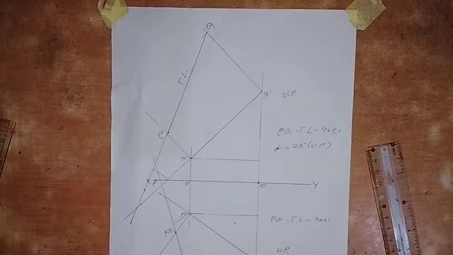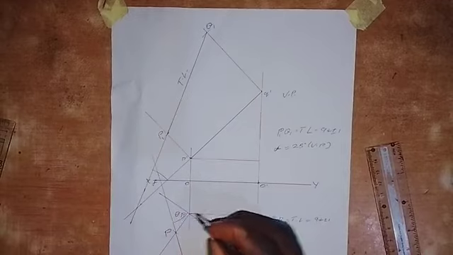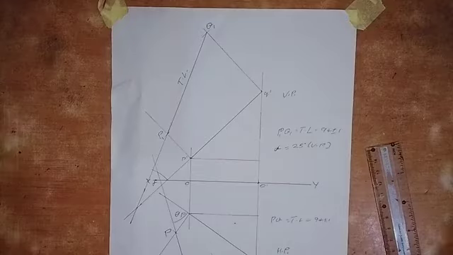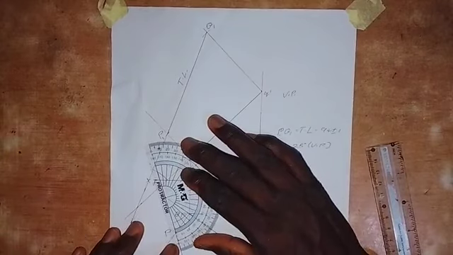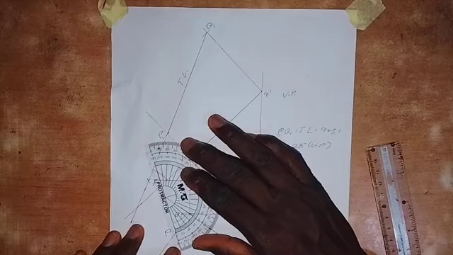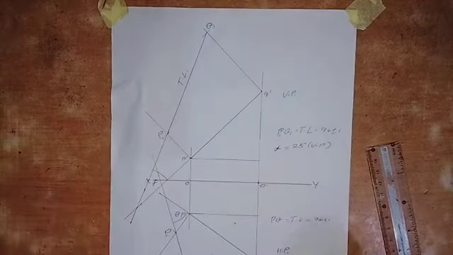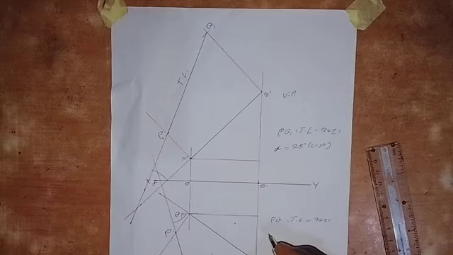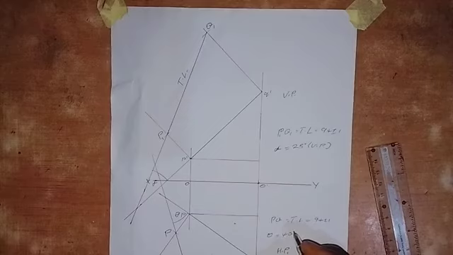Okay, so I will call this angle, angle theta. So this is angle theta here. Then with my protractor, if I take the measurement of this angle from here, I have this angle to be 40 degrees. So true inclination to the horizontal plane, that is theta, is equal to 40 degrees, and this is the true inclination to the horizontal plane.